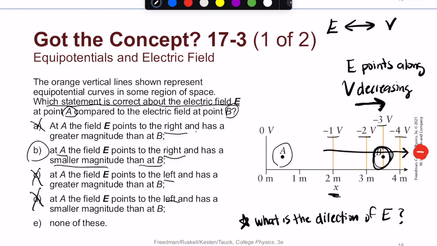To answer this question, the two concepts we used are that E points along decreasing potentials, and that the lower potentials, or the most negative potentials, are going to be closer to the point charge. Which means that the E field closer to the point charge is going to be stronger, because both potential and electric field are inversely related to the distance, right? So the bigger they are, the smaller they are.